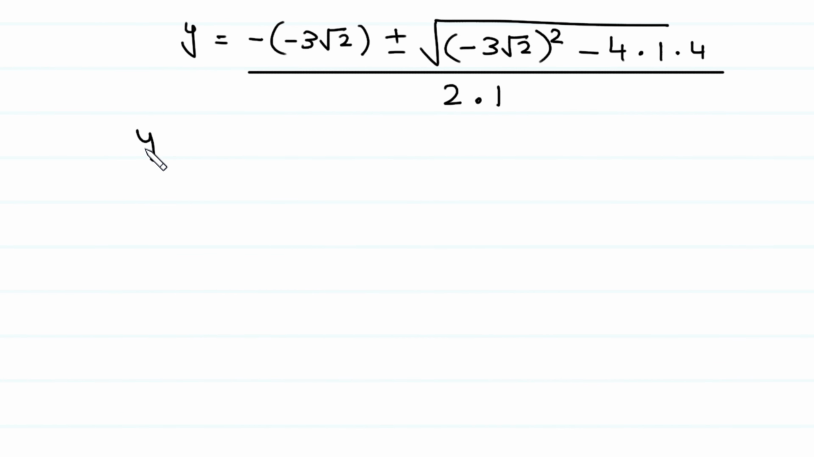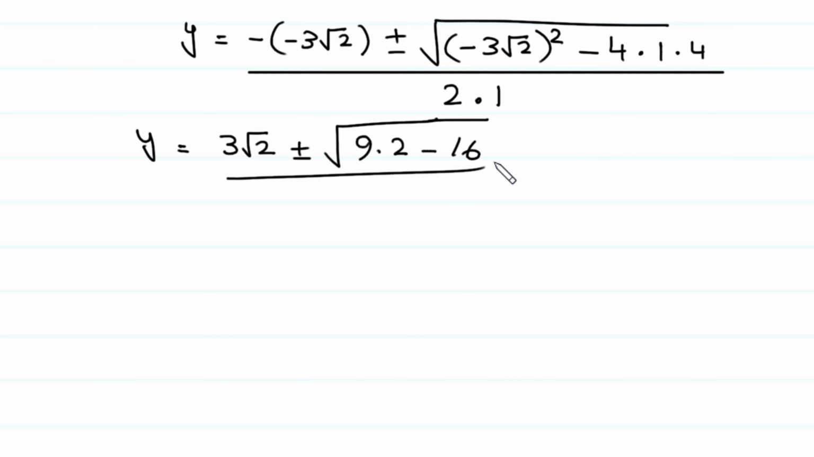Next y is equal to minus minus plus 3 times square root of 2 plus minus square root of square of minus 3 is 9 times, and this square cancels this square root, and here comes 2 minus 4 times 1 4 and 4 times 4 16 divided by 2 times 1 2.